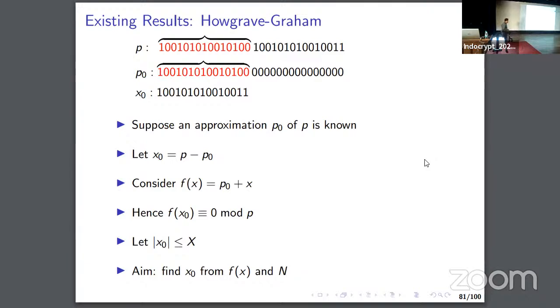And we don't know P, but we know a multiple of P, that is N, and we know P0. From this information, can we find this X0, this unknown part, using the lattice idea? Now, suppose this unknown part is bounded by capital X. So here our target is to find this X0 from this polynomial f(x) and from this RSA modulus N.